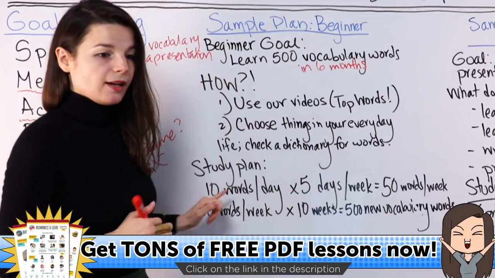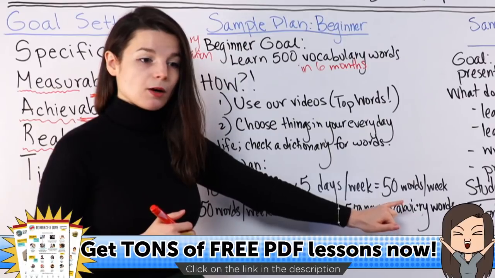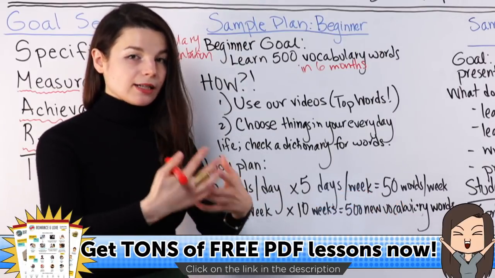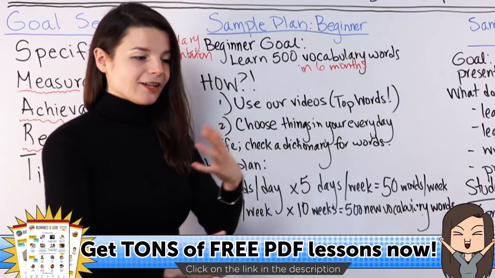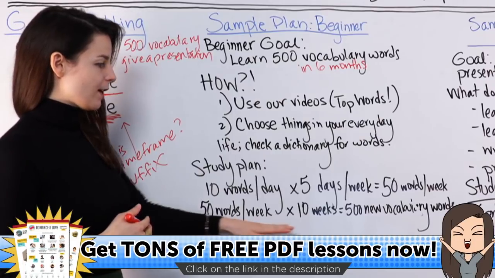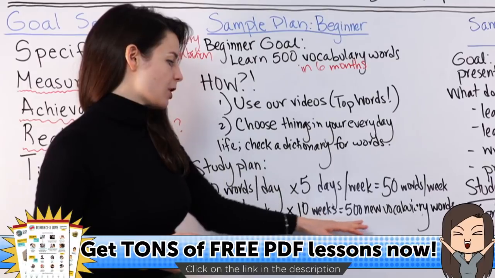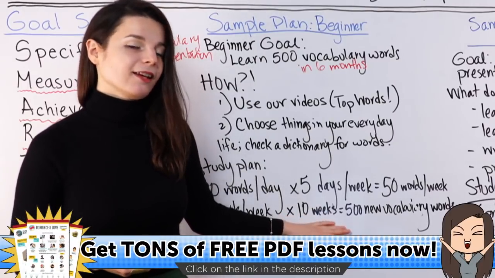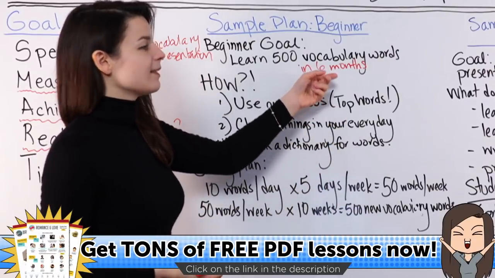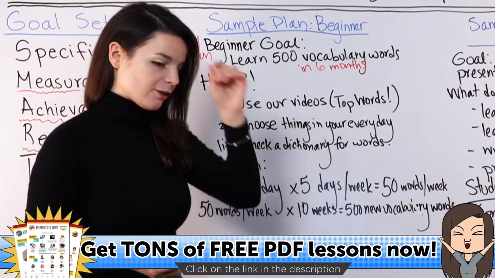So 10 words a day times 5 days a week, there's 50 words in 1 week. So this doesn't seem like a lot of work. You just have to continue doing that for a period of time. For example, 50 words a week times 10 weeks is 500 new vocabulary words. So 10 weeks, that's it, to learn 500 new vocabulary words. Our goal was 6 months, so this should be no problem, 10 weeks for 500 words.